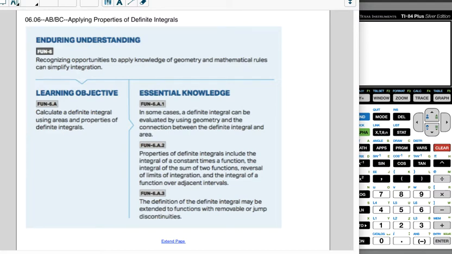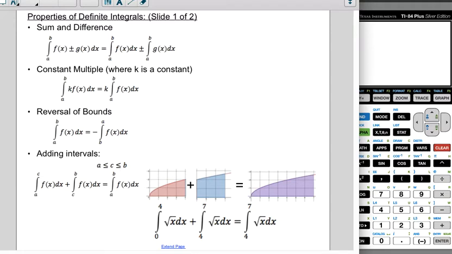Okay, this is AP, AB, and BC Calculus. We're doing Unit 6, Section 6, which is applying properties of definite integrals. All right, so let's go right into the two slides that are going to have our different properties that we're going to work through today.